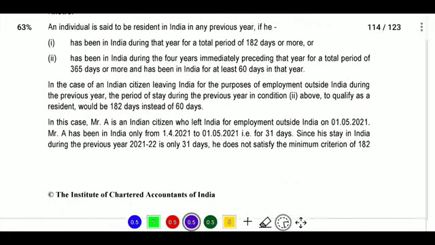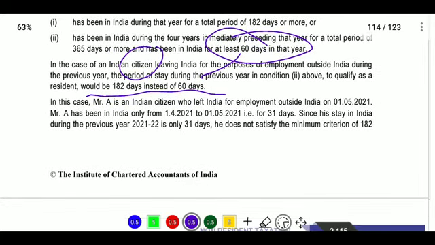After that, in case of an Indian citizen leaving India for the purpose of employment outside India during the previous year, the period of stay during the previous year in the above condition to qualify as resident would be 182 days instead of 60 days. Next, if he is a citizen of India, then it would be 182 days instead of 60 days, at least 182 days for that year. In that case, Mr. A, an Indian citizen who left India for employment outside India, is a person resident outside India. Then we will see the 182 days condition.